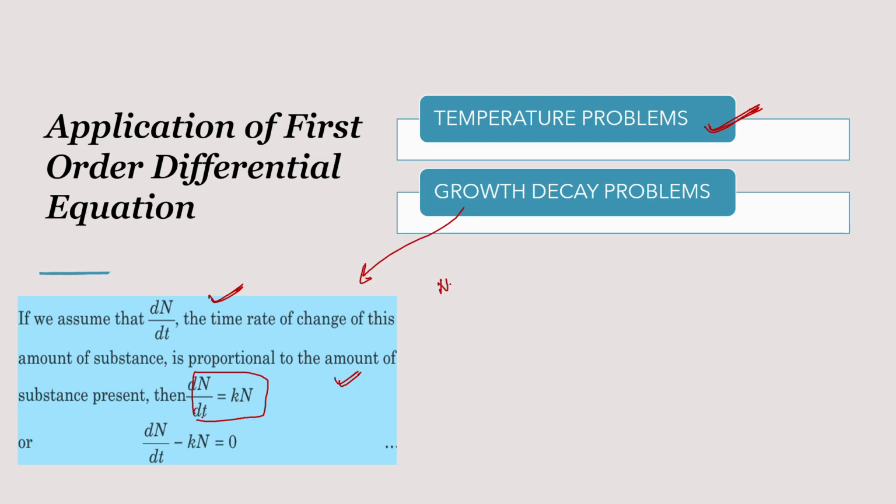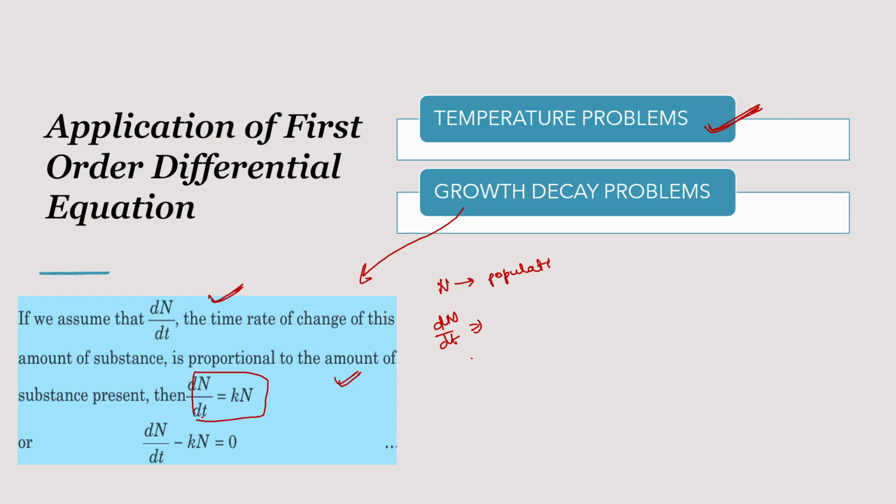We are saying that n is basically, let's say, the population. n is the population for a particular month, and dn by dt is basically nothing but the rate of change of this population per year, or rate of change of this substance per year, right? For a substance also we can use it, just like in chemistry, or for population also. That's why it is known as growth decay problem. It can be used for chemistry, or it can be used for populations also.